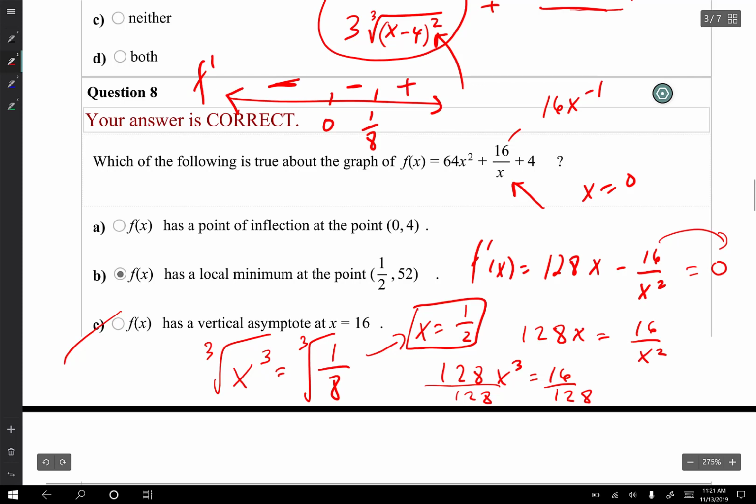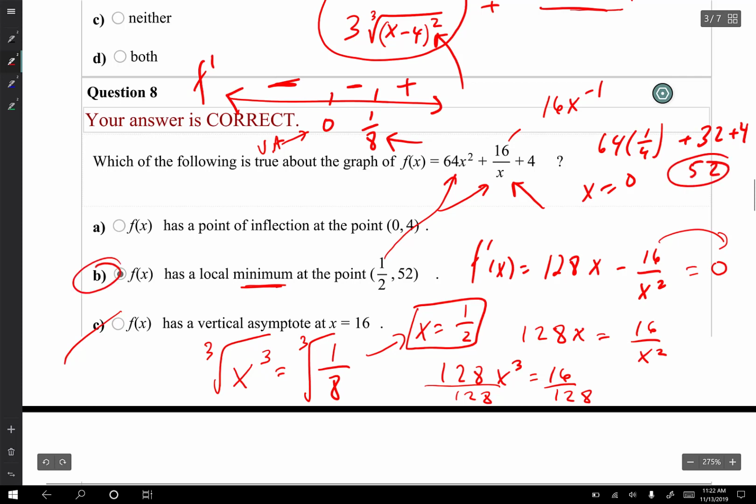So remember, you can't do anything about that 0 because that's a VA. So at 1/8, I'm changing from negative to positive, so that must be a minimum. And I notice that this one says minimum. So what you do now, you plug in a half in here and see if you get 52. And you do, because you get 64 times the half squared, which is 1/4, plus 16 divided by half is 32, plus 4. And when you add all that up, you do get 52. So there it is. B is the answer.